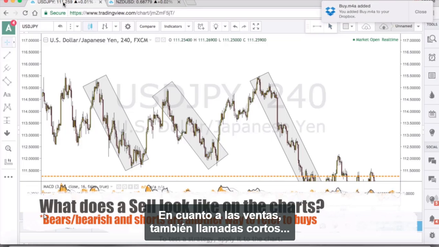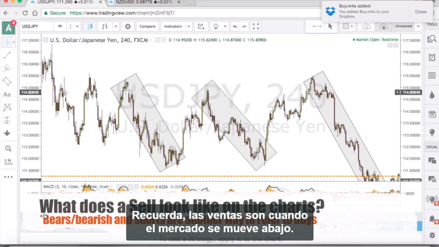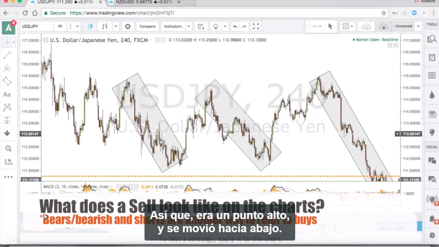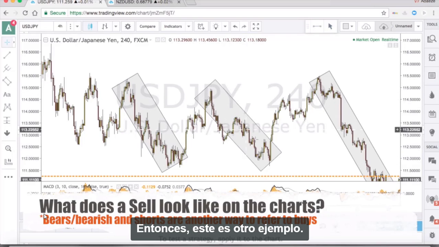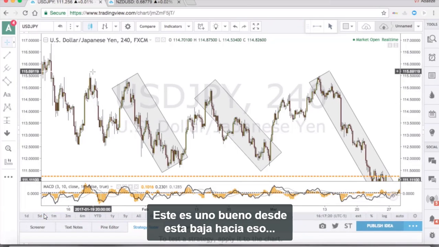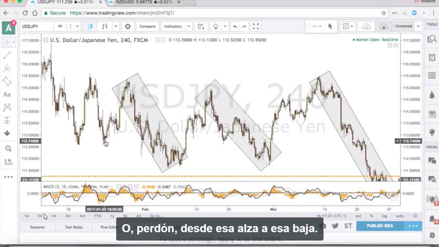As far as sells go, also called shorts. Remember, sells are when the market moves down. So it was at a high point and it moved down. So this is another one as an example. Here's another good one as an example. Look at that. This is a good one from this low to that, that high to that low.